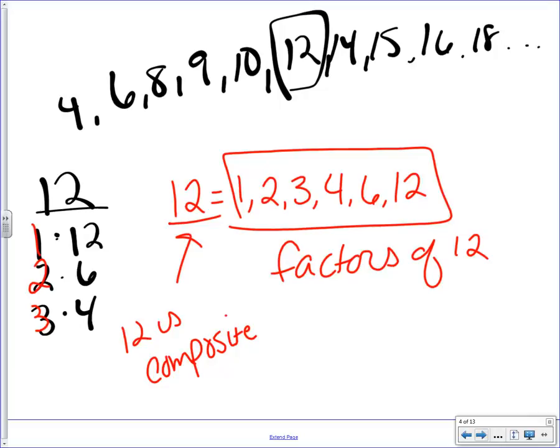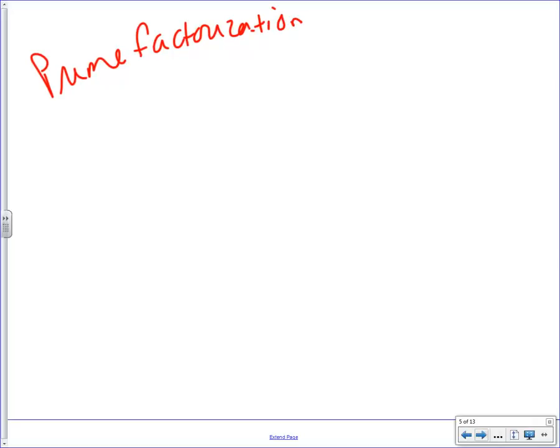Okay. All right, moving right along. Prime factorization is the next thing that we're going to work on. Prime factorization sounds awful, but it's really not that bad. So the first thing that we're going to do is start with a number. And the number that we're starting with is 20.